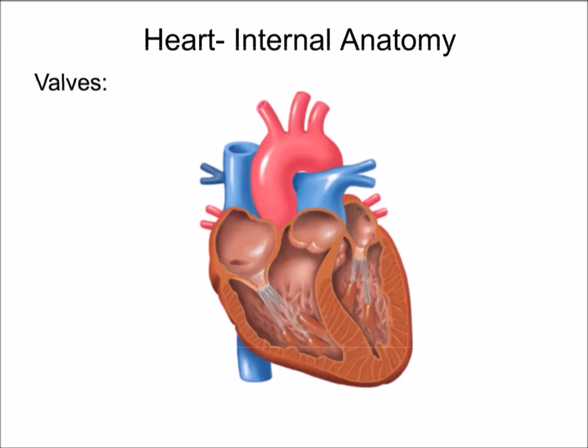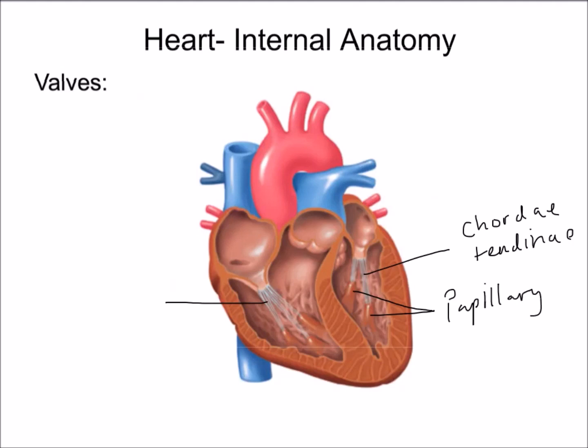So the way the valves work, especially the atrioventricular valves, the way that they function is that they need two things. You need these heartstrings here, called chordae tendineae, and these structures here, called papillary muscles. As the name implies, a papillary muscle is going to contract. It's going to shorten in length when stimulated by an electrical impulse.